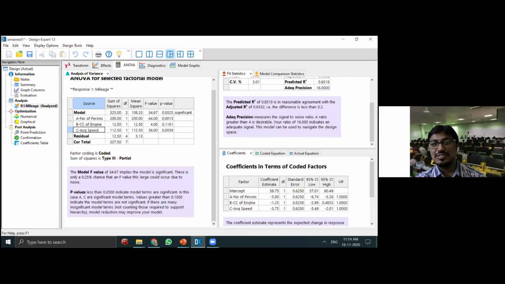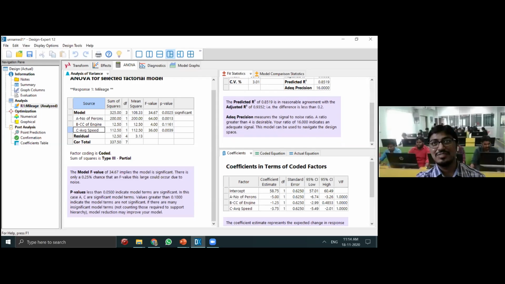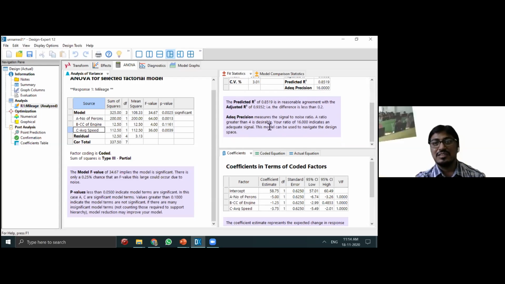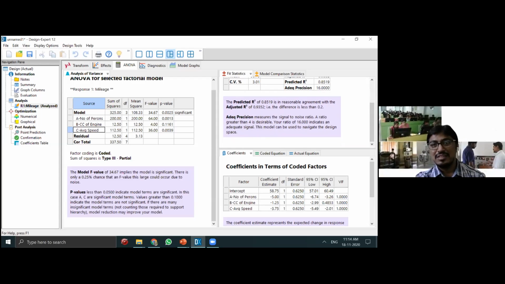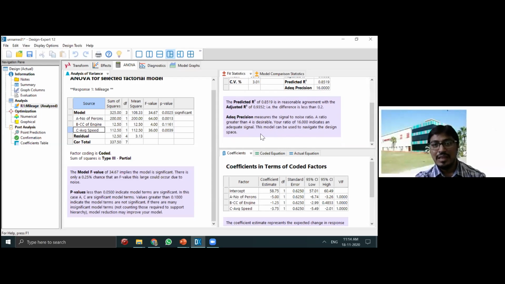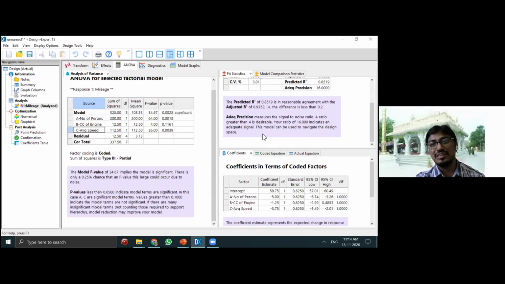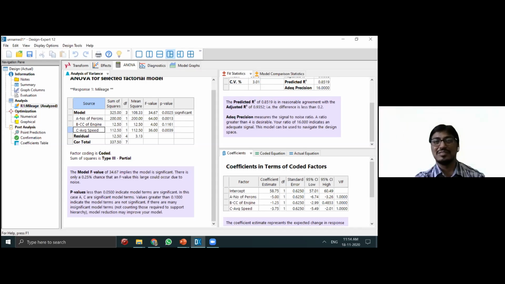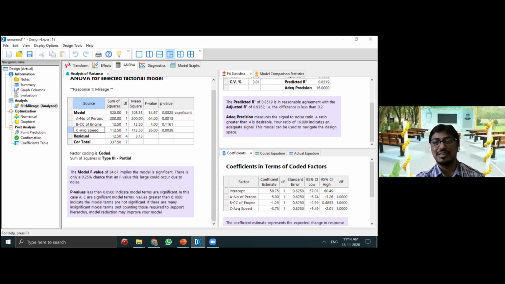Then adjusted R square measures the signal to noise ratio. So this is what you know already. A ratio greater than 4 is always desirable. So your ratio is 16, which indicates an adequate signal. This model can be used to navigate the design space. So he mentions this clearly. This data is mentioning everything clearly. So DOE with DOE, this is the advantage.